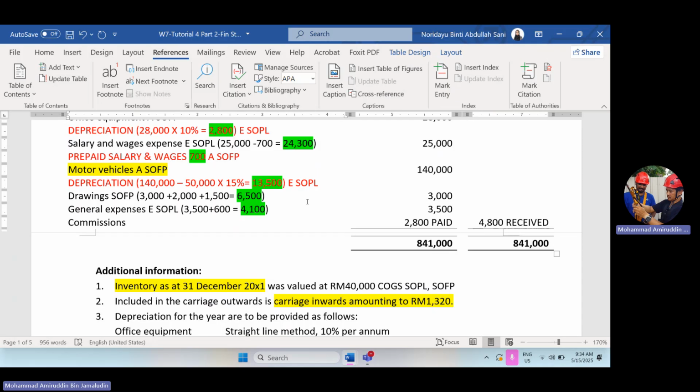First, you read. When you read, you straight away categorize the trial balance, okay? And then reflect all the adjustment accordingly, right? And then prepare, okay? One round, prepare all the financial statements for SOPL and SOFP.